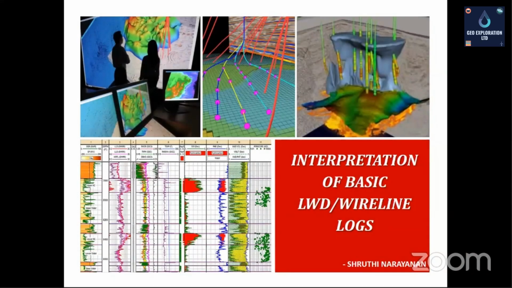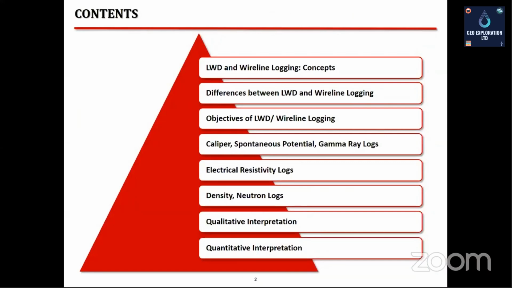Moving on to the agenda of the webinar, I will begin by giving you a brief idea of the LWD and wireline logging, the concepts, differences, and their objectives. This will be followed by a section on interpretation of the basic logs such as caliper, SP, gamma ray, resistivity, density, and neutron. The final sections will cover qualitative and quantitative interpretation of the logs.